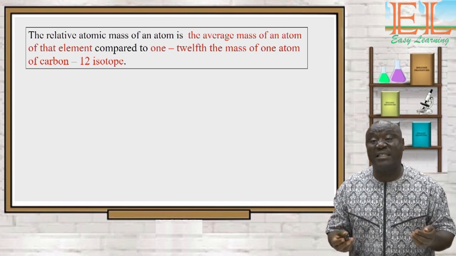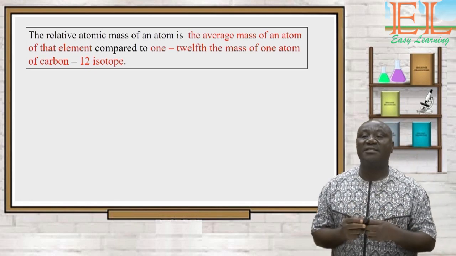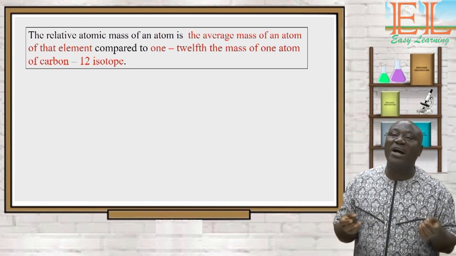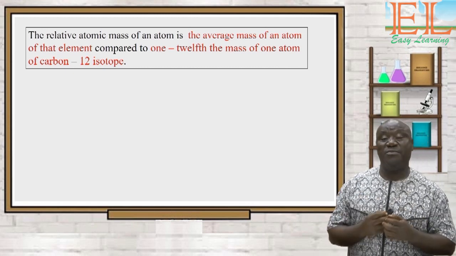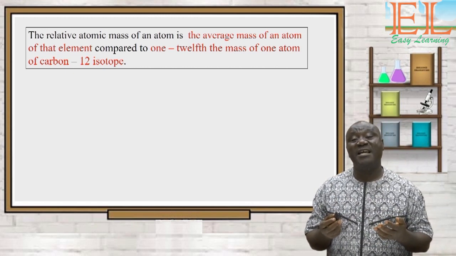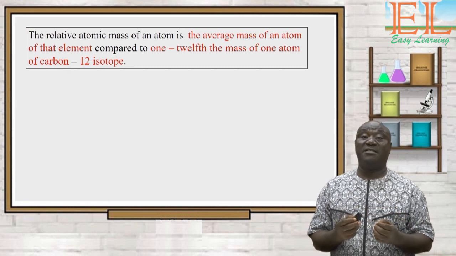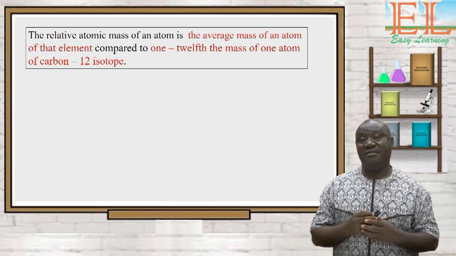It is defined as the average mass of an atom of that element compared to 1/12 the mass of 1 atom of carbon-12 isotope. Another complex definition, isn't it? Let me break it down into 2 parts. And the two parts have been highlighted on your screen.